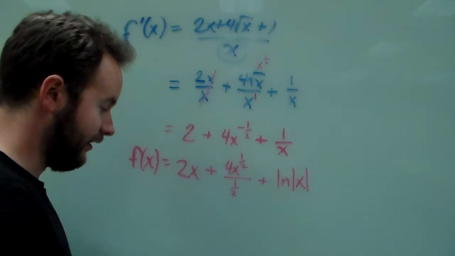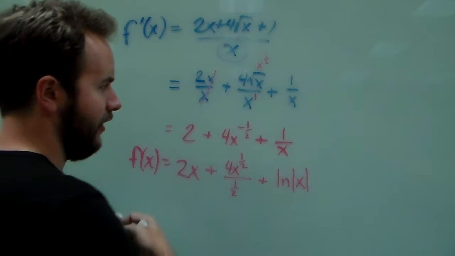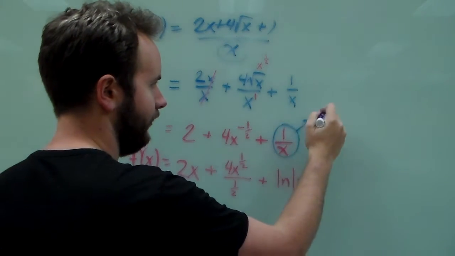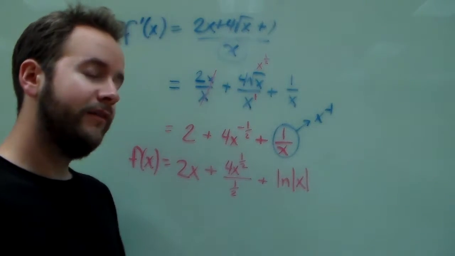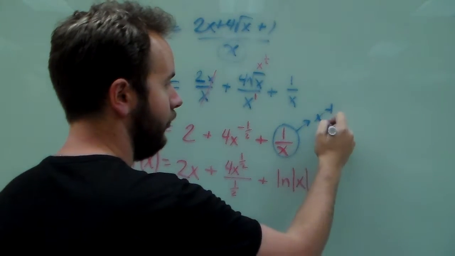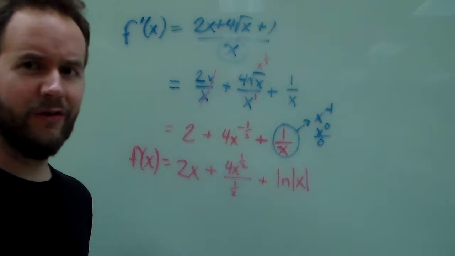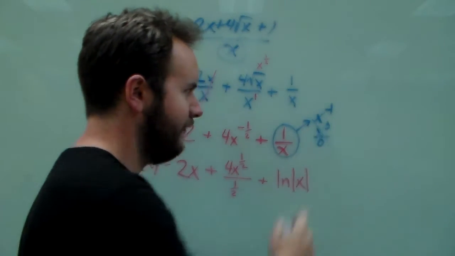So some of you might have thought to say, oh, you know what I'll do? I'll just write 1 over x as x to the negative 1. Yeah, but then you might say, okay, I'm going to add 1 to the power and divide by the new power. But if you do that, you get x to the 0 divided by 0. You can't do that. You can't divide by 0.